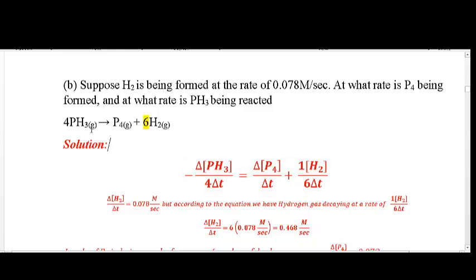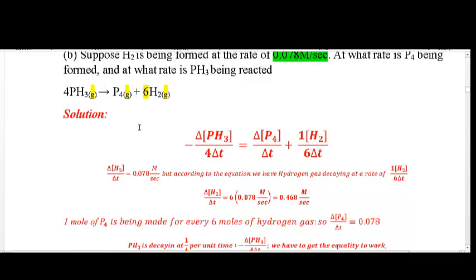So this is concentration. All of these are gases, so you can also express this in terms of pressure. But since we're given concentrations, we'll go ahead and plug in our concentration units here. So the problem tells us that H2 is being formed at a rate of 0.078 molarity per second. But if you notice here, we got 6 moles of hydrogen gas. So we've got to figure out the change in concentration of H2 over time. We don't have the change in concentration of H2 over time. We have the change in concentration of 1/6 of H2 over time.